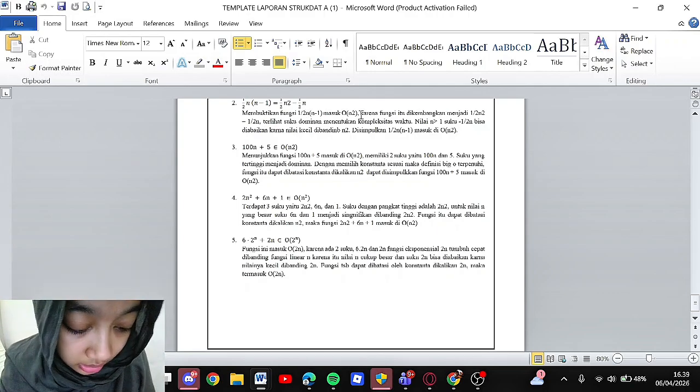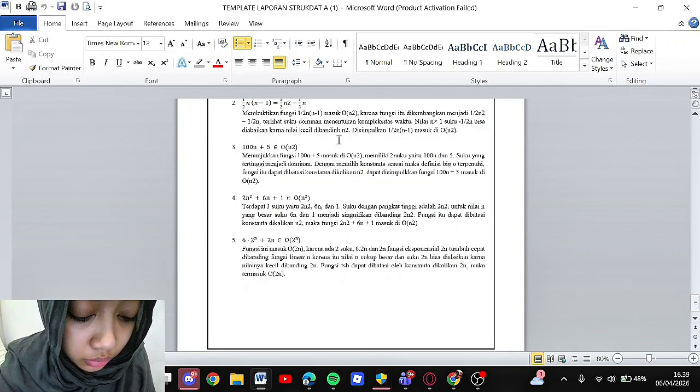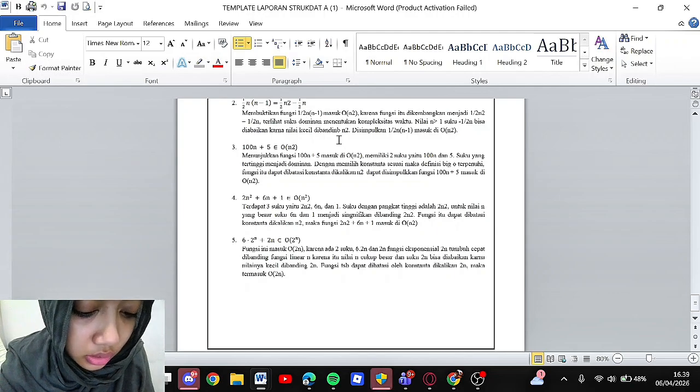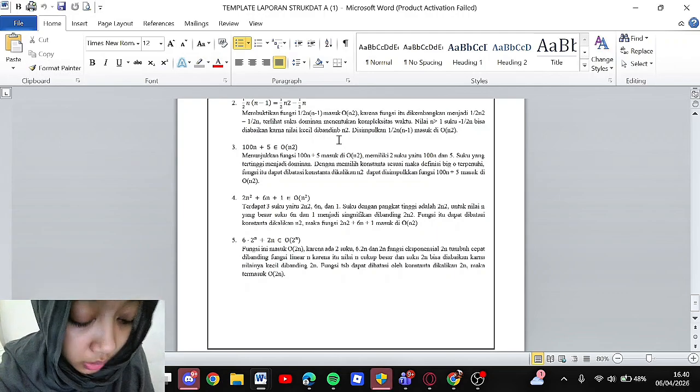And the last is 6 times 2 to the power of n plus 2n belongs to O(2^n). Exponential function grows faster than linear function. Therefore, the dominant term is 2 to the power of n. The function belongs to O(2^n).